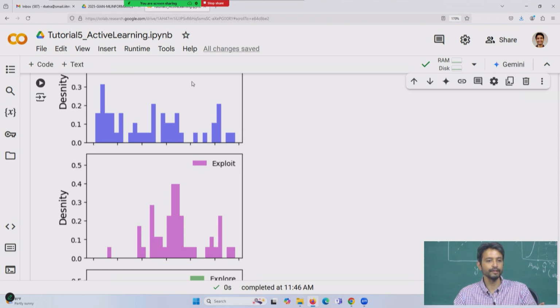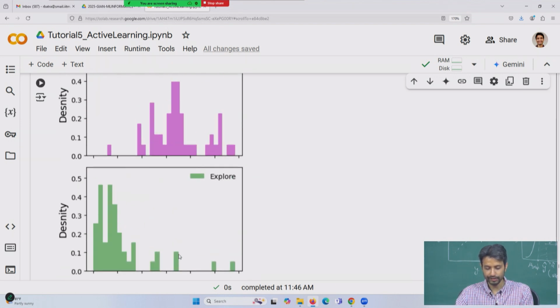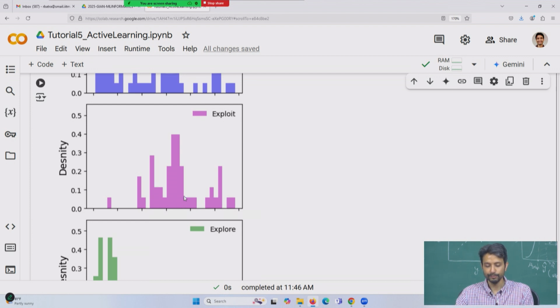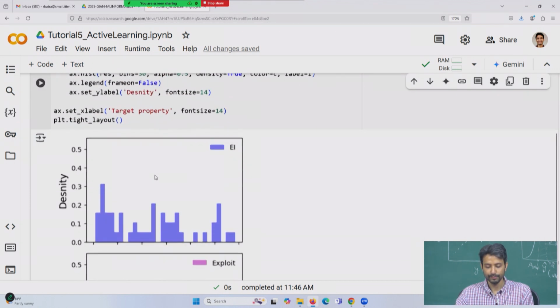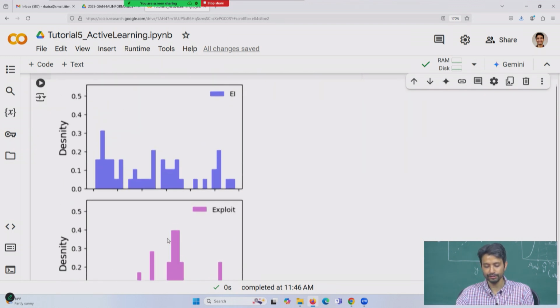Out of 50 experiments, how many resulted in larger band gap, on average? A better way to say this would be, on average, exploitation gave me candidates around 6 or 7 eV, while expected improvement on average gave me candidates somewhere around here. On average, this is the output of the candidates. So in that respect, exploitation is better.